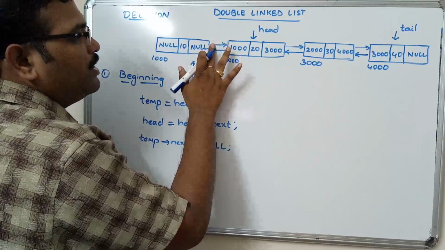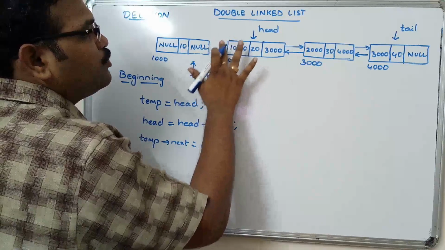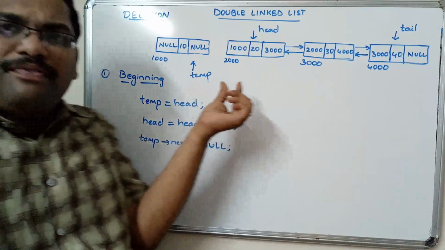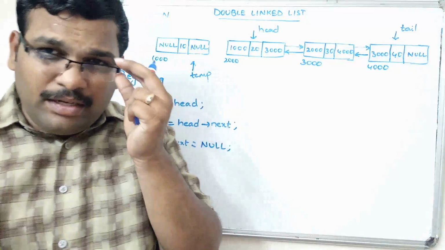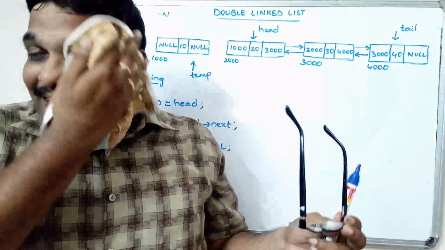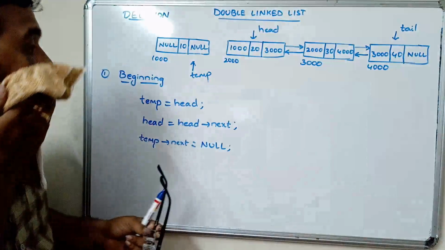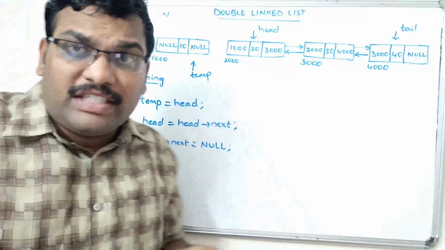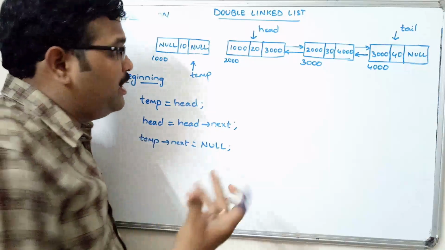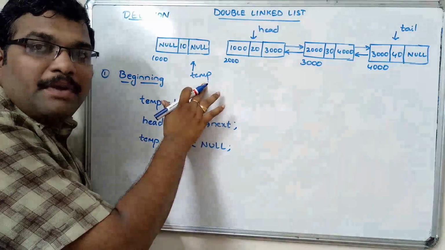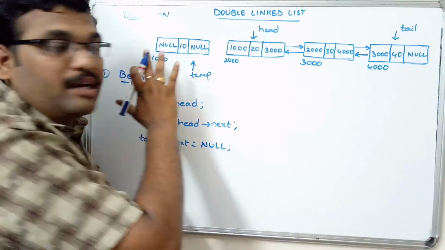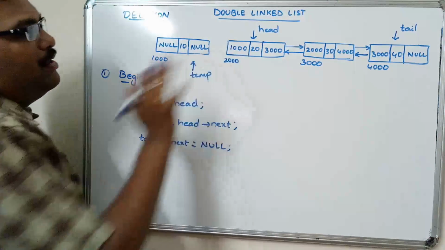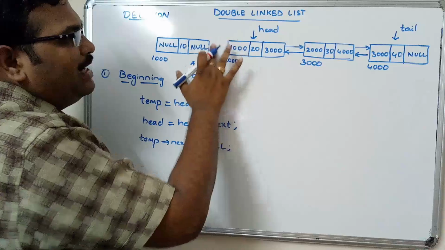So obviously the link between these two nodes will be removed. Or simply we can use a free function, right? The free function is used to deallocate the memory. So in dynamic memory allocation, that is the fourth function, the free function, which deallocates the memory. Automatically we can free the temporary variable so that the memory will be deallocated. That's another way, right? So here we are disconnecting the link. After executing this one, the link is disconnected.